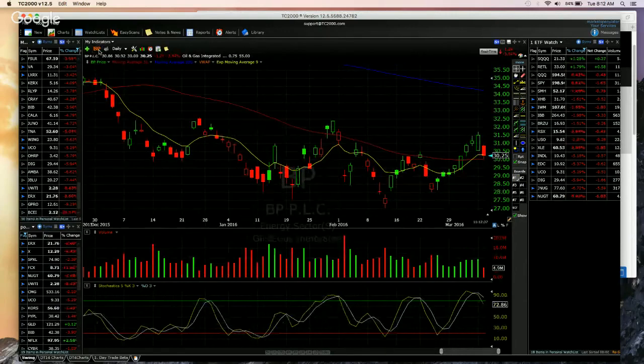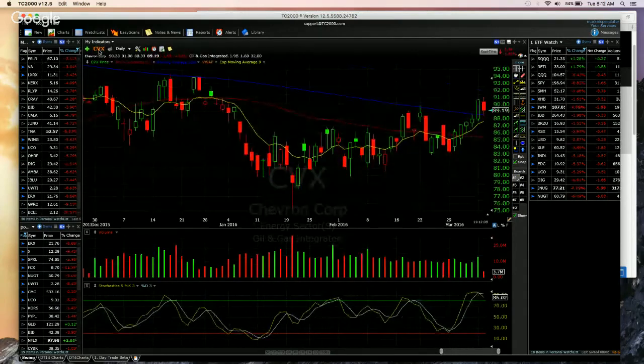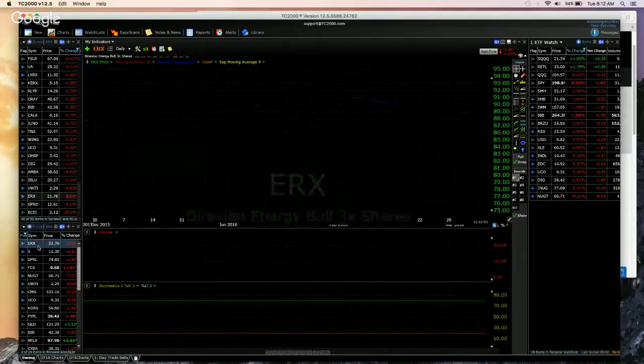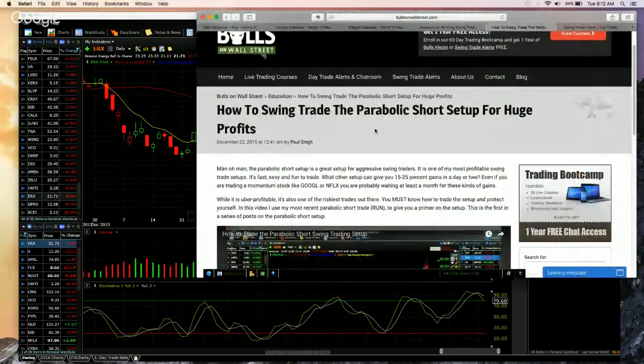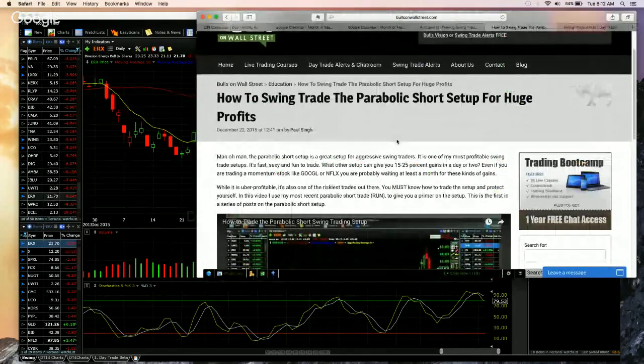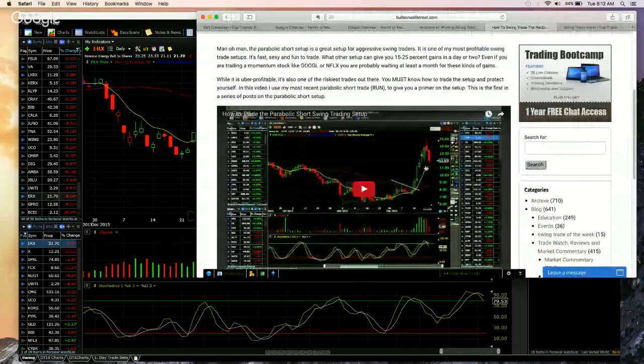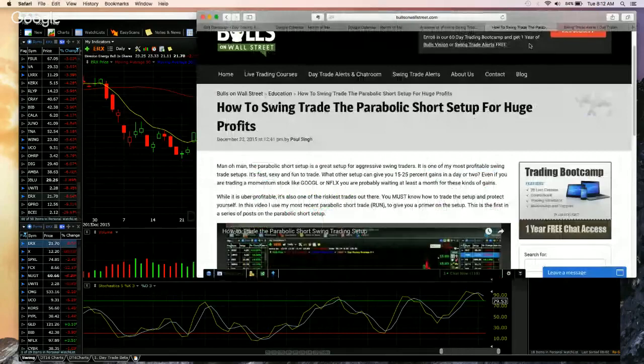Here's BP. Let's look at CVX. Very similar here, not quite as extreme. So I would use some of the oil and gas plays. You could even use something like ERX, which I was long, but now similar pattern there. So that's the parabolic short setup. Again, take a look at my old blog post here, which goes over Run. This was a really nice one back in December.